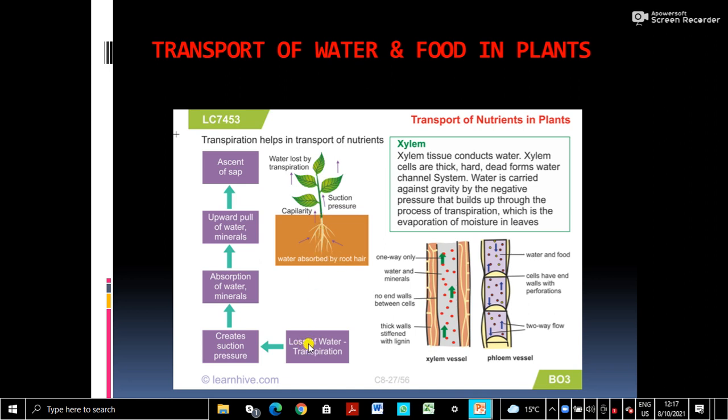If you make a schematic diagram of the same thing: loss of water, that is transpiration, creates a suction pressure, and absorption of water and minerals takes place, and upward pull of water and minerals, and so this is the ascent of sap. So transpiration helps in transport of water as well as nutrients. This is a very important process.